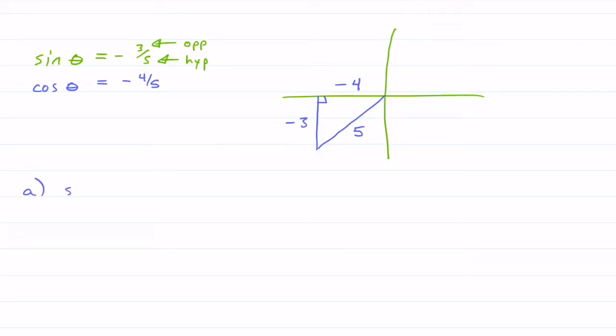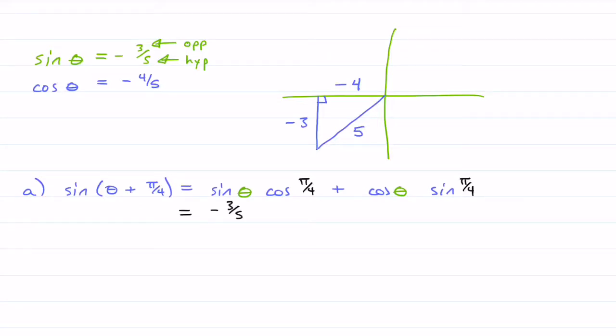So for A, we're trying to find what is the sine of theta plus pi over 4. So this, I know, is sine and plus is sine cos plus cos sine, right? So sine alpha cos beta plus cos alpha sine beta. Theta goes in the first position of both. Pi over 4 goes in the second position of both. Sine theta from up above is -3/5. Cosine of pi over 4 from the unit circle is √2/2. Cos theta is -4/5, and the sine of pi over 4 is √2/2.